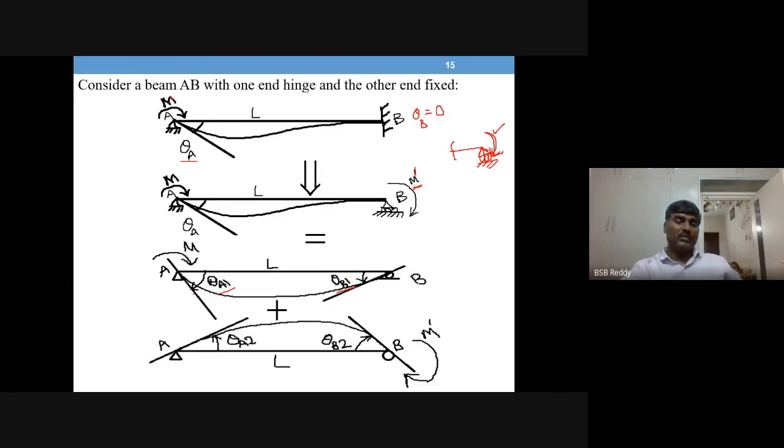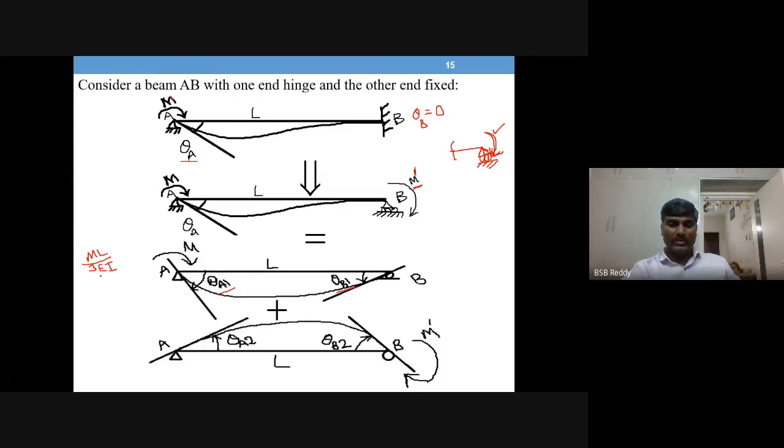So the rotation, the theta value, of a simply supported beam where a moment is applied: what is the value? ML by 3EI at the near end. At the far end, it is half of that value. All these things we have done in the slope deflection method. Please refer to that topic, and you will find all these things.